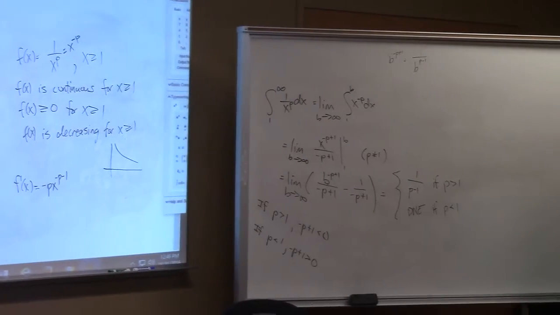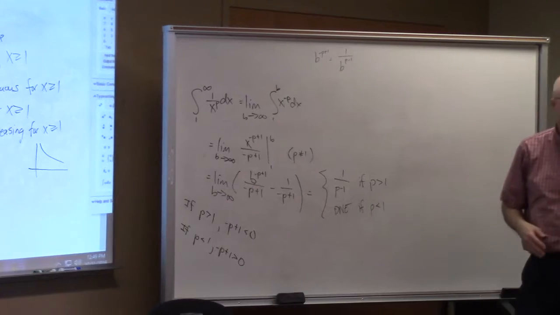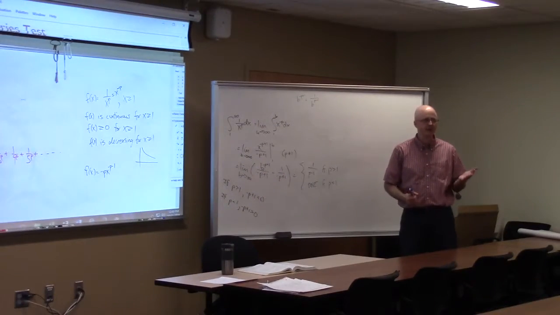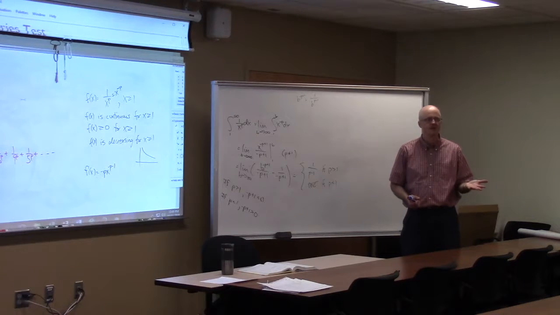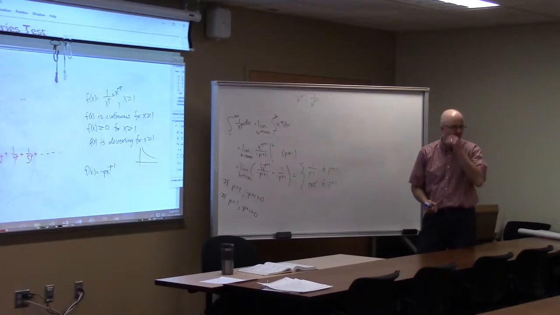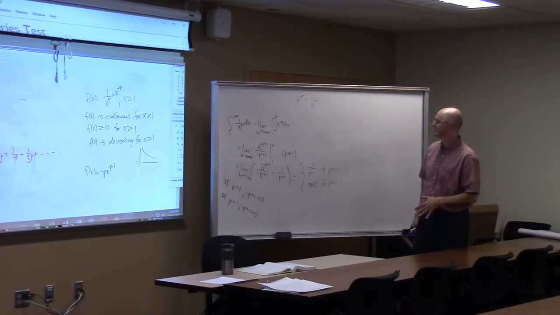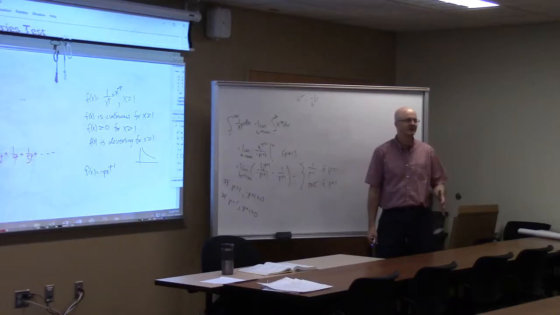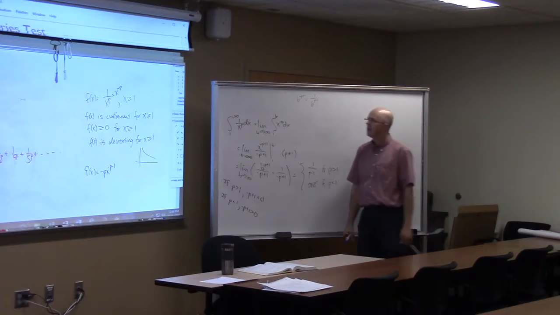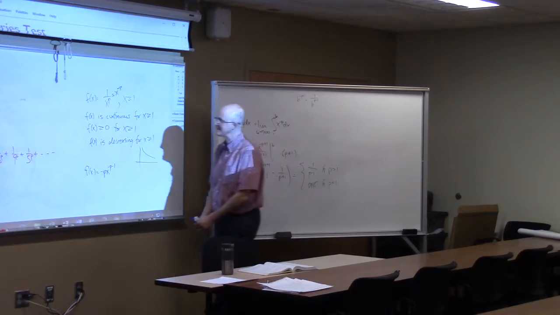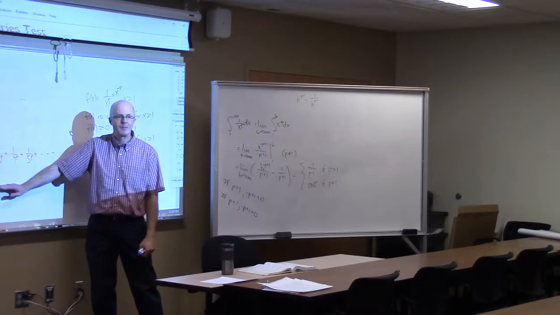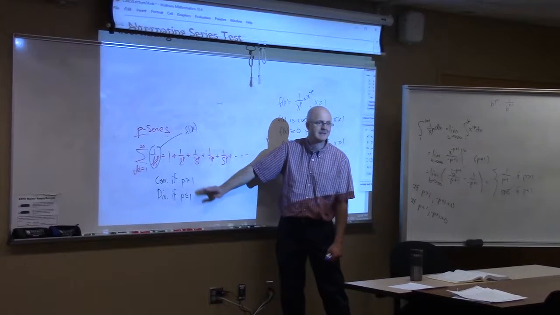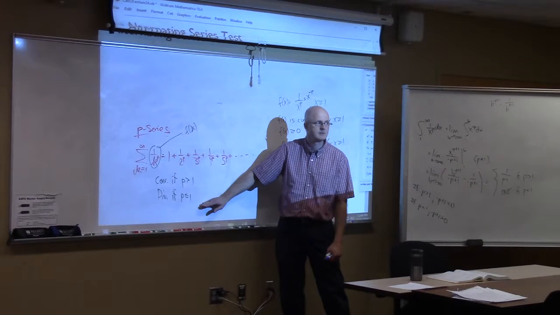In the case where p equals 1, we have to redo the integral completely because you get a log. But the natural log of b goes to infinity, diverges as well, does not exist. The upshot of all this is that this kind of integral converges when p is bigger than 1 and diverges when p is less than or equal to 1. Which, by the integral test, means this converges if p is bigger than 1 and diverges if p is less than or equal to 1.